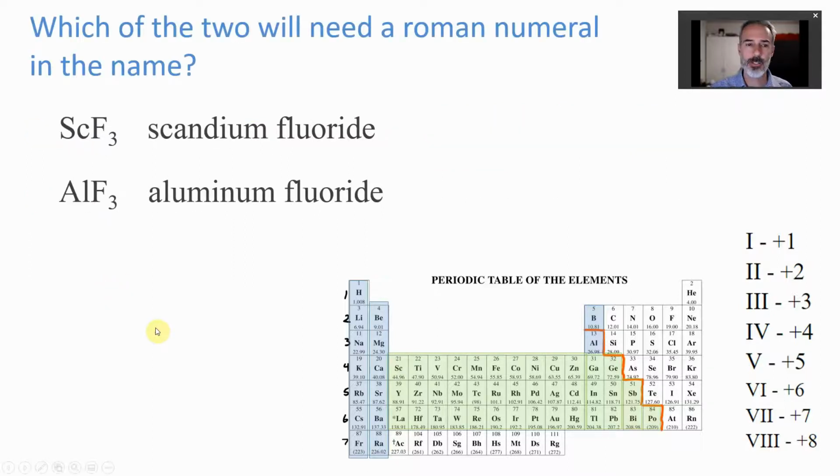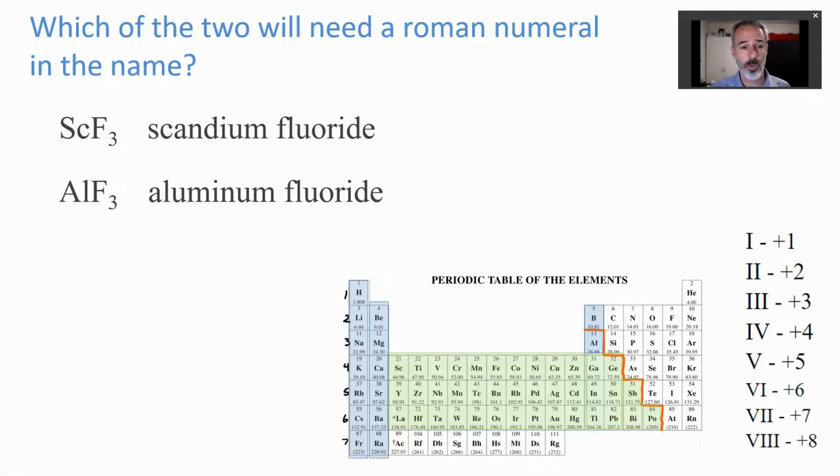So let's look at these two compounds. Between these two compounds, I want you to think to yourself, is it scandium, which by the way is right there, and aluminum, which is right there? Which one of those two do you know the charge of? That's right, aluminum is +3, so we don't need a Roman numeral for it. But scandium, it's in that transition metal area. I don't know about you, but I don't know its charge. That's a sign it's going to need a Roman numeral. So that's how you decide whether or not you need one.